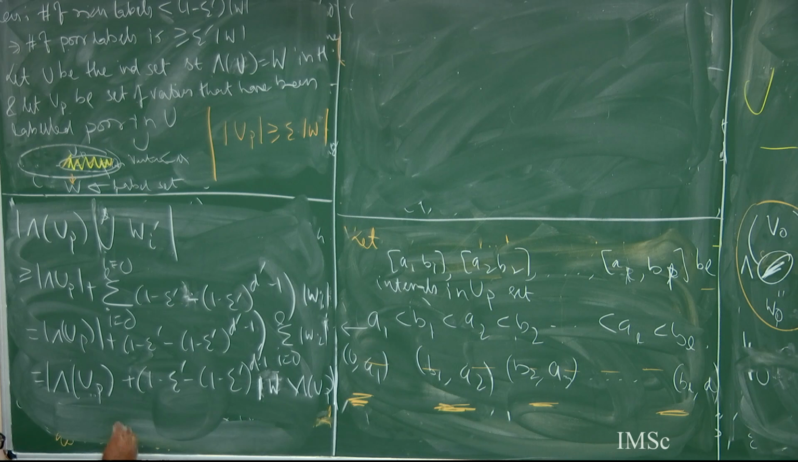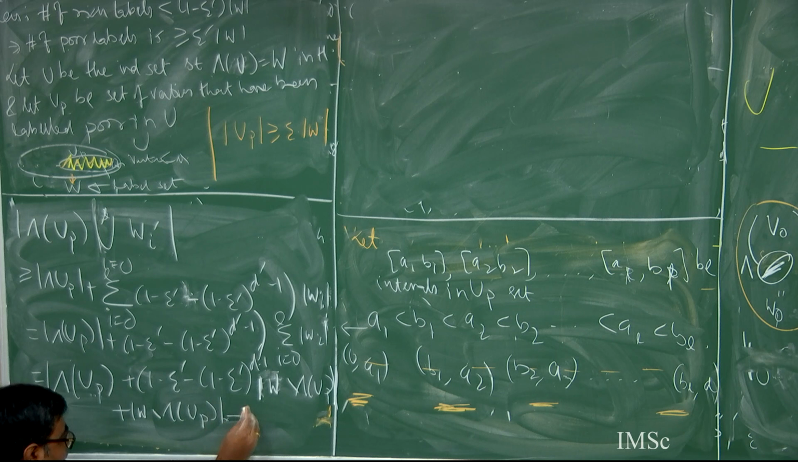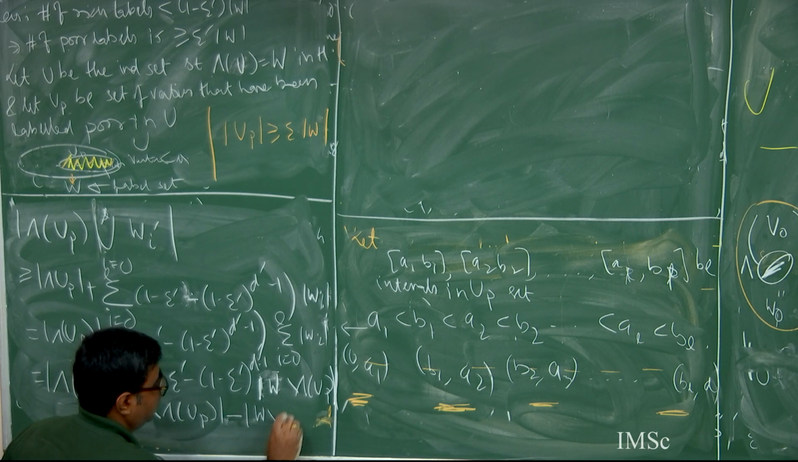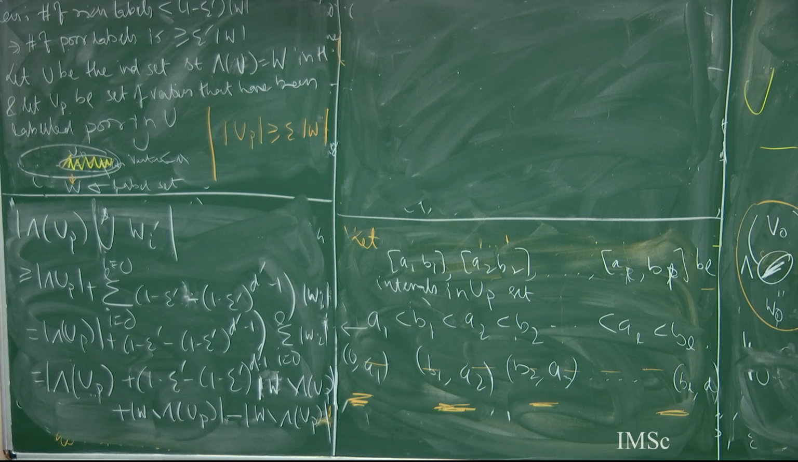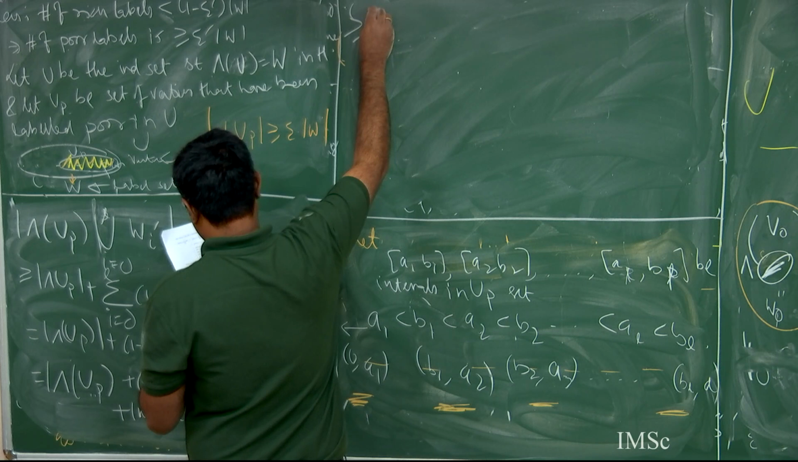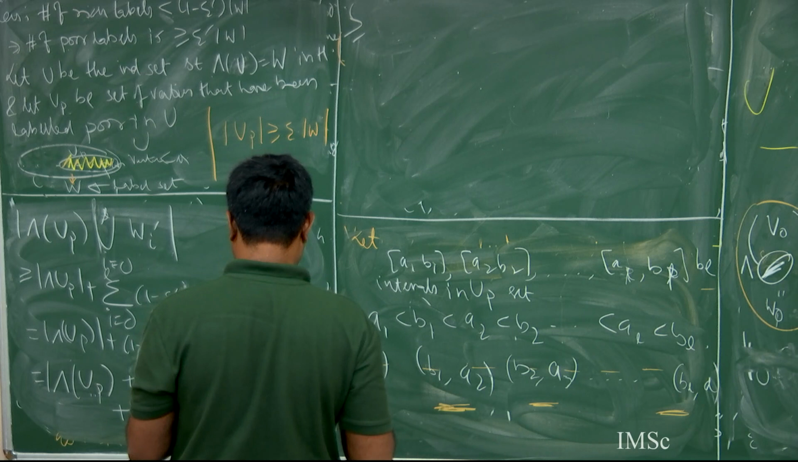Plus, I'm doing a plus a minus a to do some computation. W minus, like I added this and I subtracted this. Is this okay? It's equality. Look, I added this term and I subtracted this term, and I have just summed them up. I have not done anything. But this is greater than or equal to, okay. What is this greater than or equal to?